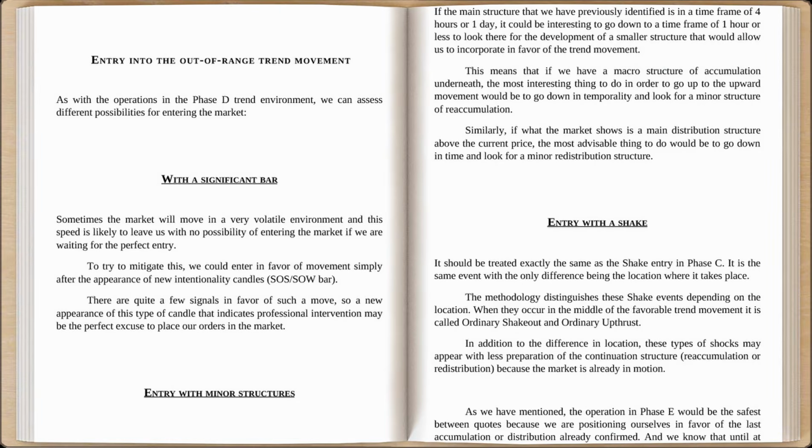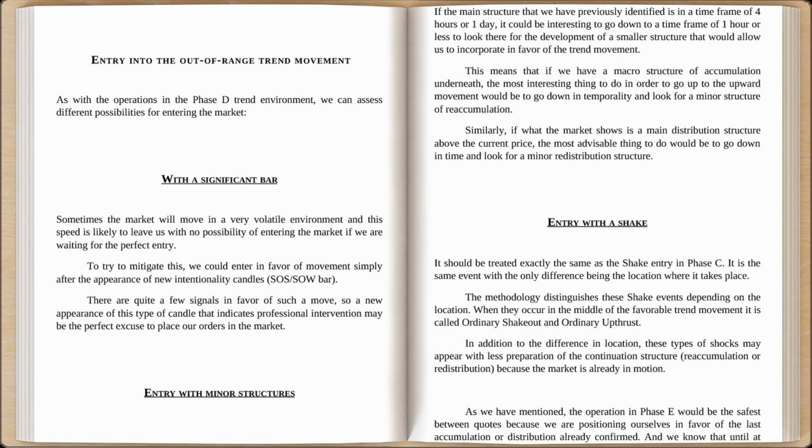Entry into the out-of-range trend movement, as with the operations in the Phase D trend environment. We can assess different possibilities for entering the market. With a significant bar, sometimes the market will move in a very volatile environment, and this speed is likely to leave us with no possibility of entering the market if we are waiting for the perfect entry. To try to mitigate this, we could enter in favor of the movement simply after the appearance of new intentionality candles, such as an SOS or SOW bar. There are quite a few signals in favor of such a move, so a new appearance of this type of candle that indicates professional intervention may be the perfect excuse to place our orders in the market.